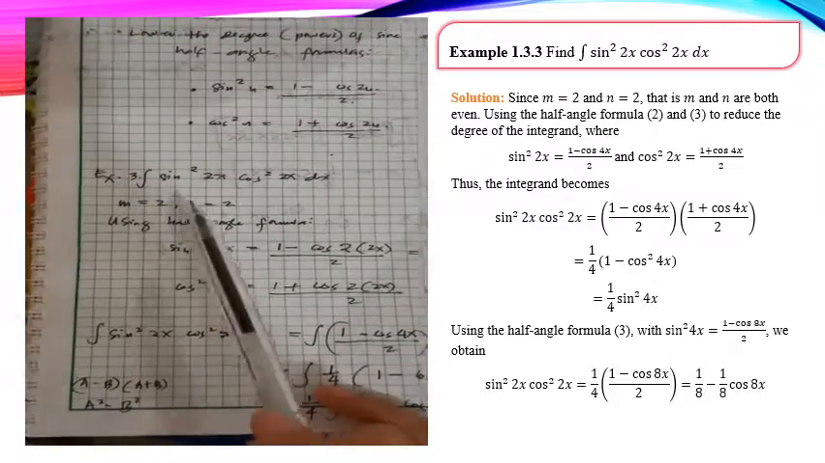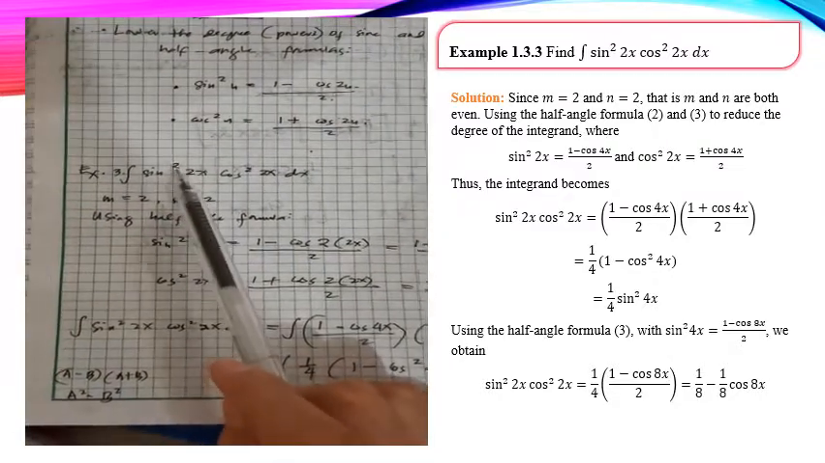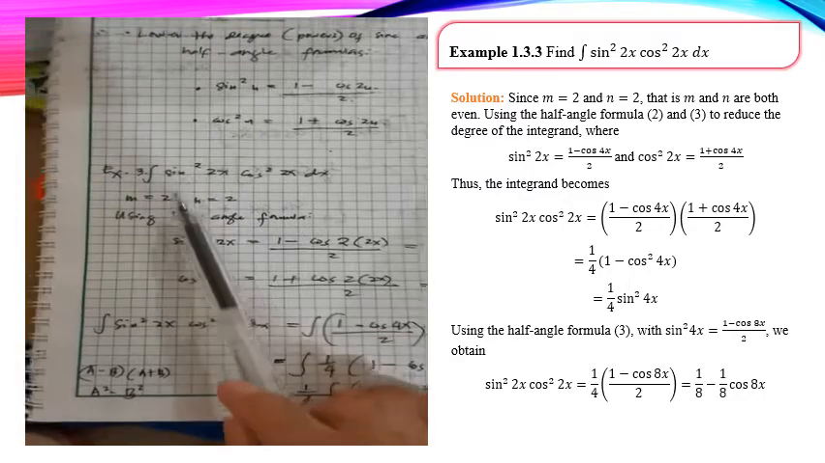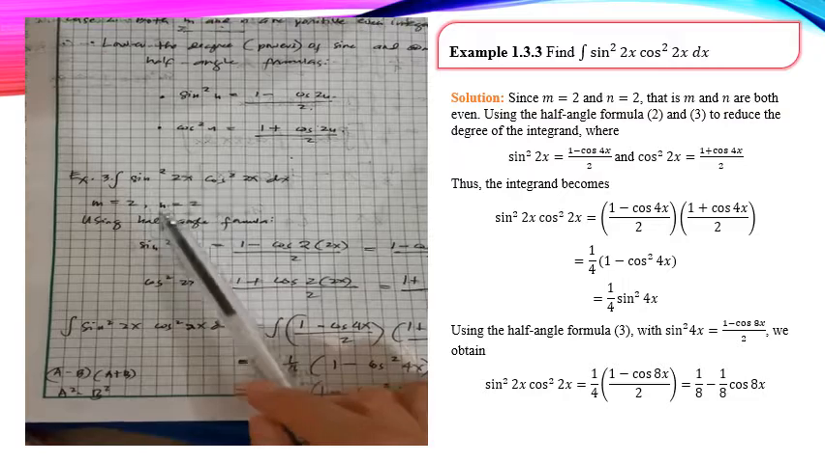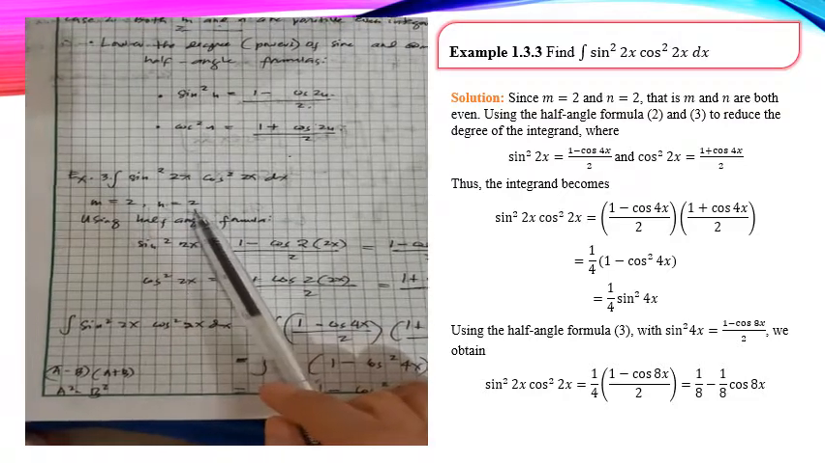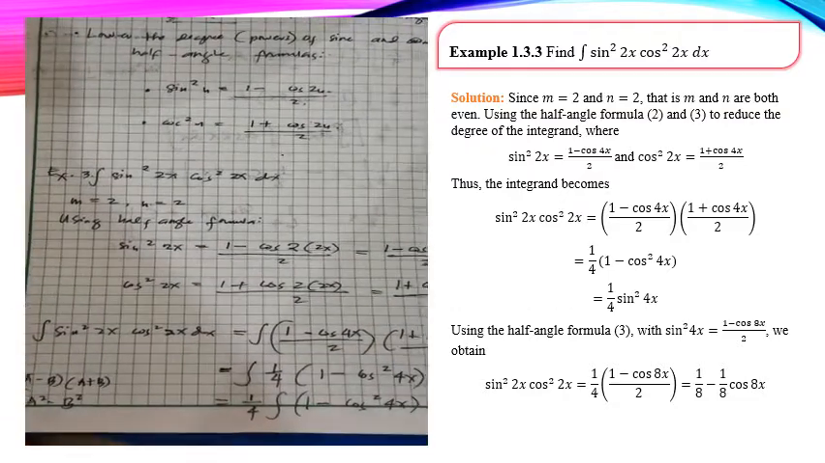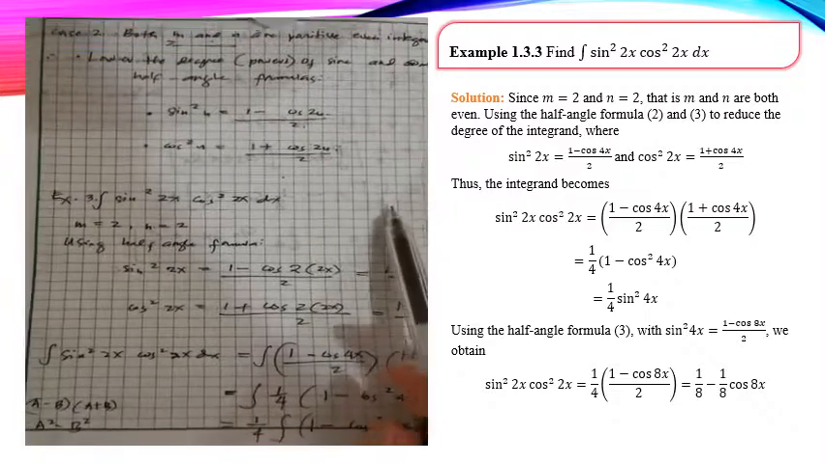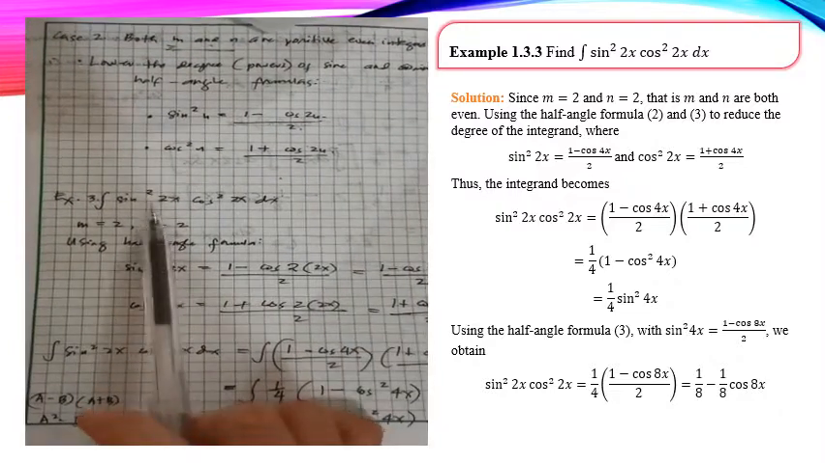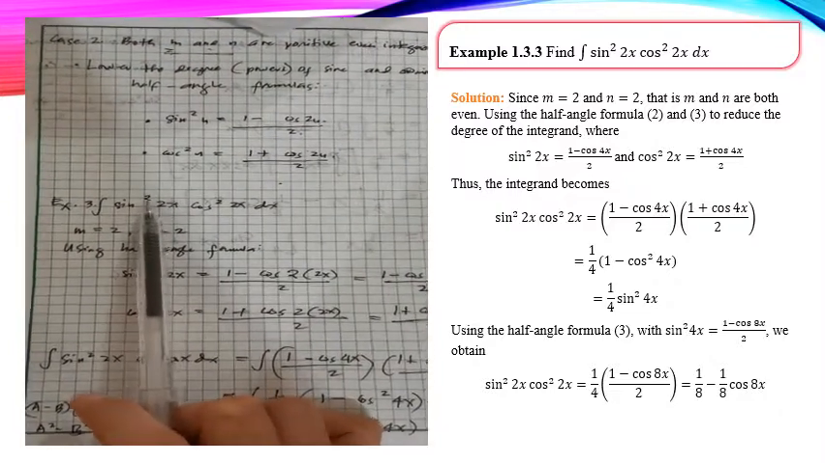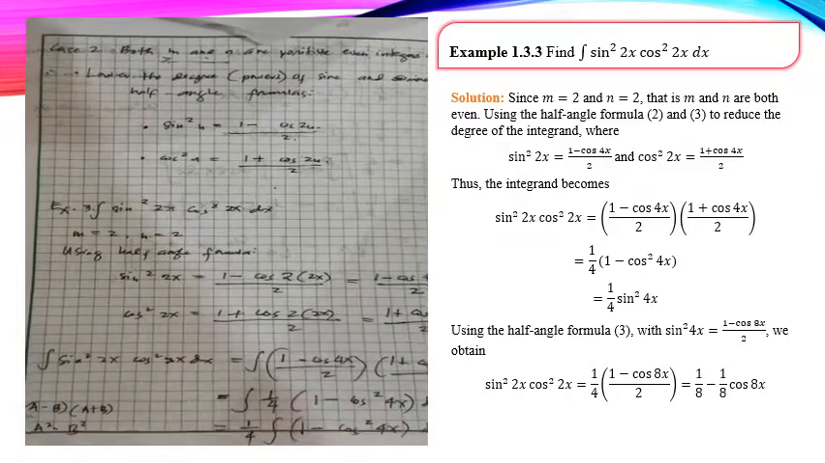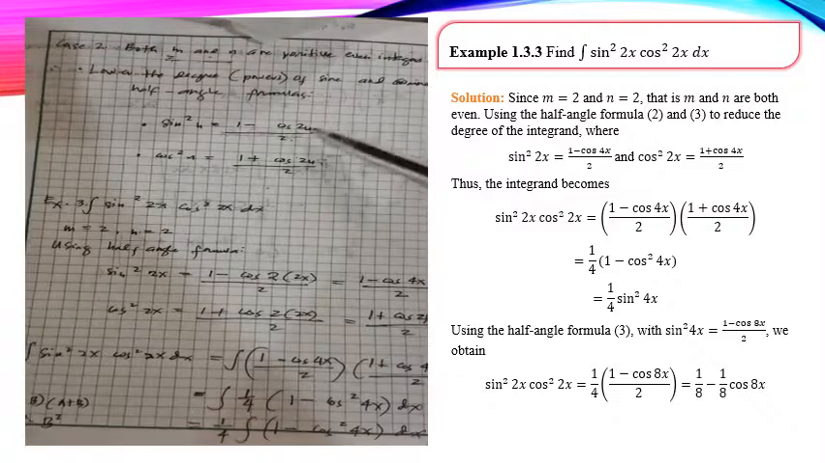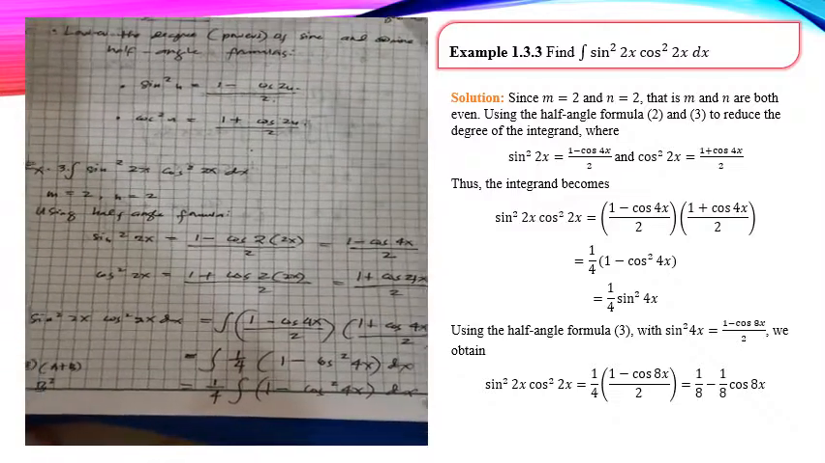Okay, dito sa given natin sa number 3 is lahat even number. Ang m natin is equal to 2. That is an even number. And also the exponent of the cosine n is equal to 2. So, that is an even number also. So, using the half angle formula, okay lang yung example natin sa number 3 kasi diretso na yung exponent natin dito ni sine at saka ni cosine is 2. So, ibig sabihin, pwede nang i-apply diretso yung half angle formula.